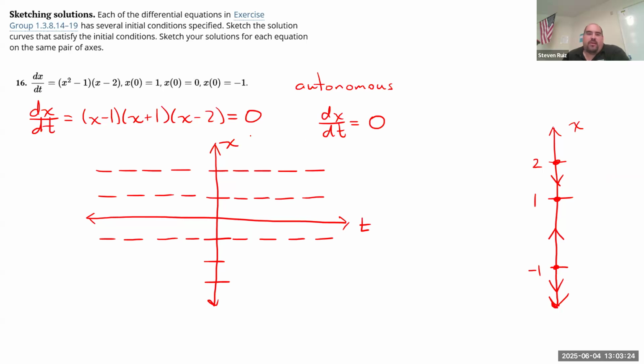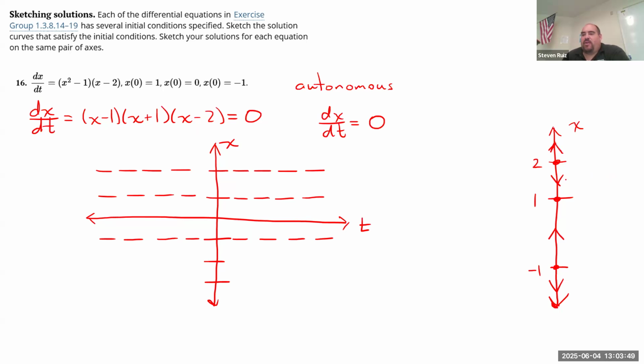And finally, let's choose 3. Anything bigger than 2 is fine. 2 minus 1 is positive. 2 plus 1 is positive. No, sorry, 2 doesn't work. I need strictly bigger than 2. 3 minus 1 is positive. 3 plus 1 is positive. 3 minus 2 is positive. So 3 positive factors all multiplied together gives me positive.